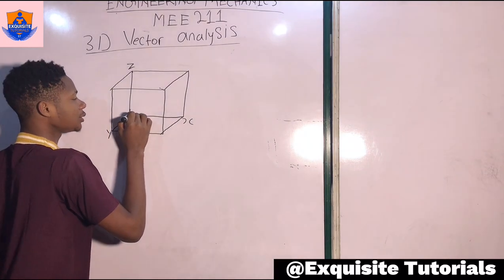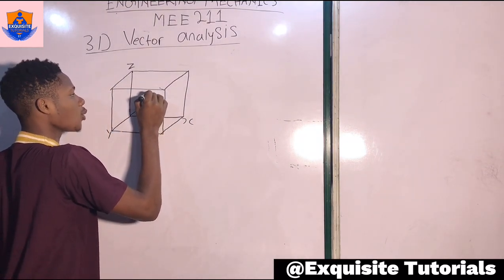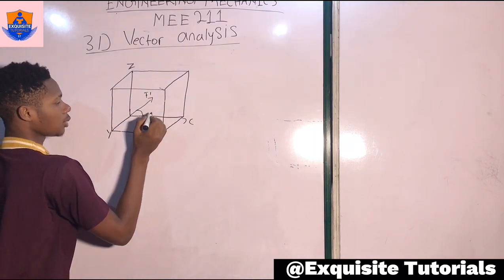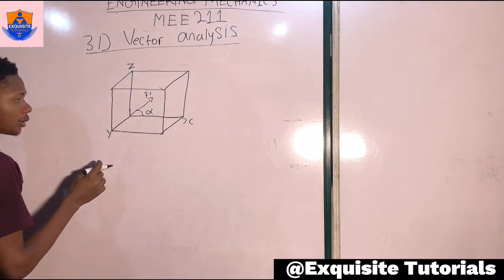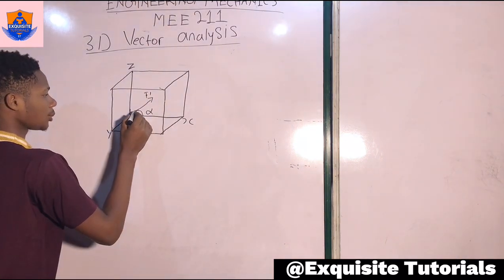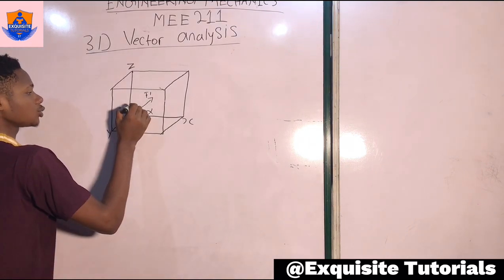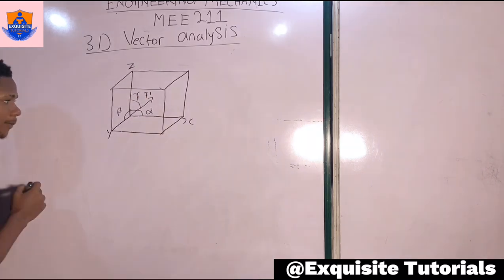Let's say we're having a vector. I'll make use of a force F1, and this force is having an angle. Let's call the angle to the x-axis alpha, the angle to the y-axis beta, and then the angle to the z-axis, we're going to call it gamma.